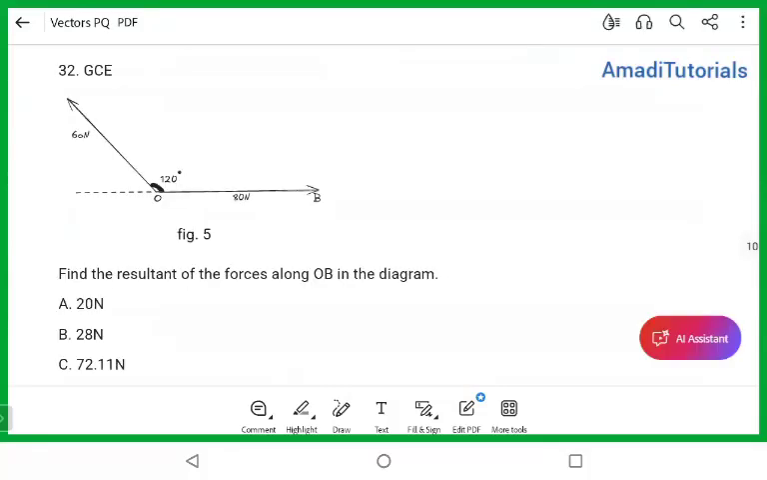All right, welcome. One of my students asked me to solve this, so let me quickly do it here.